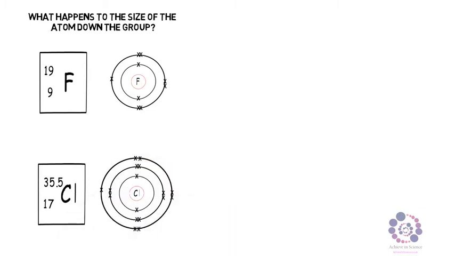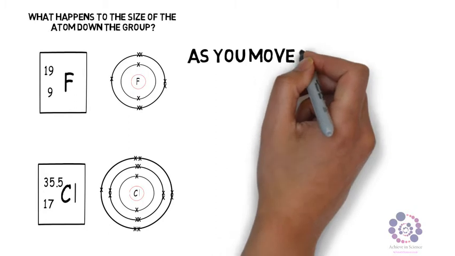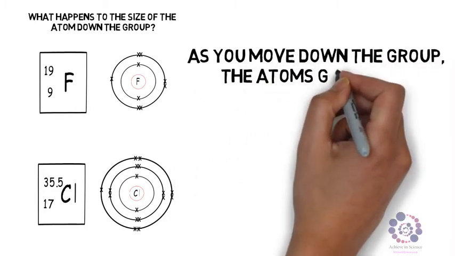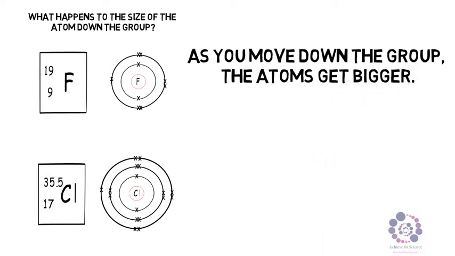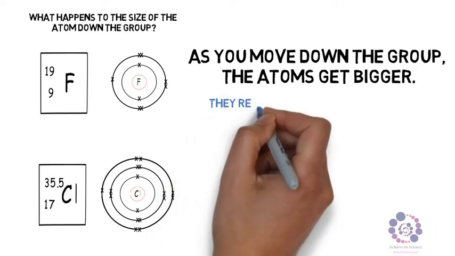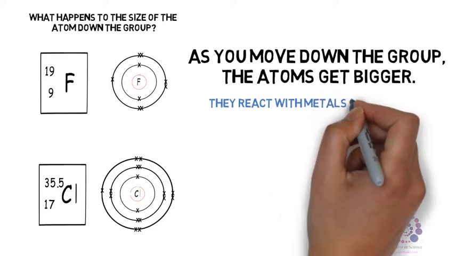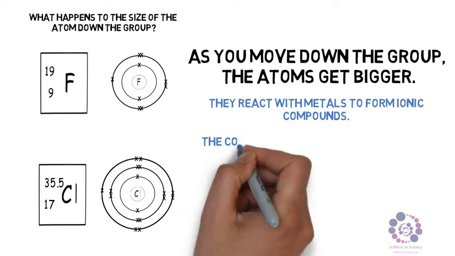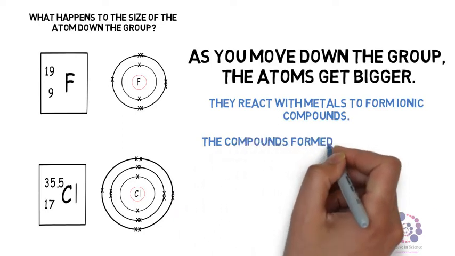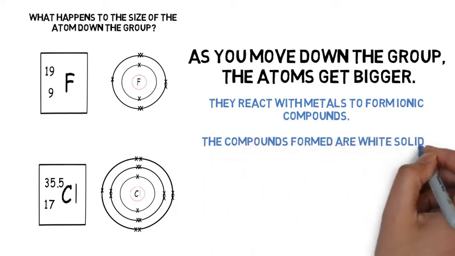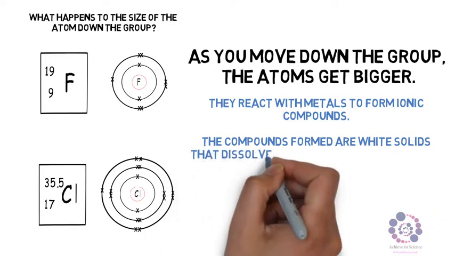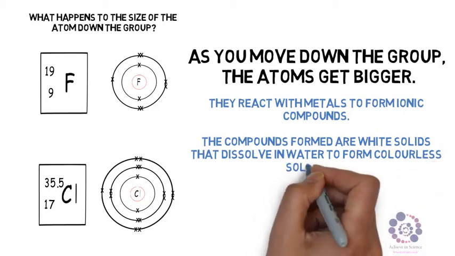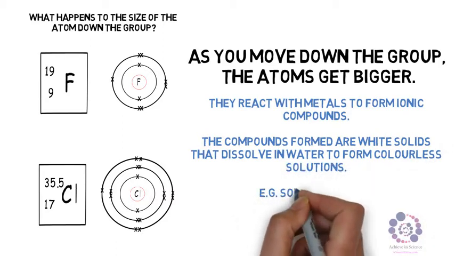So therefore, you can begin to see that as we move down the group, the atoms are getting bigger. Now they can all react with metals to form ionic compounds. These compounds that are formed are white solids. These are also able to dissolve in water to form colourless solutions, e.g. sodium chloride, which is normal common table salt that we put on our chips. This will dissolve in water and it will form a colourless solution.